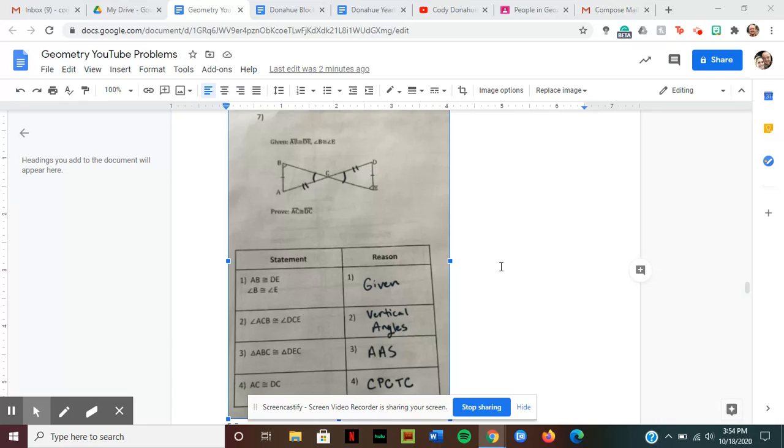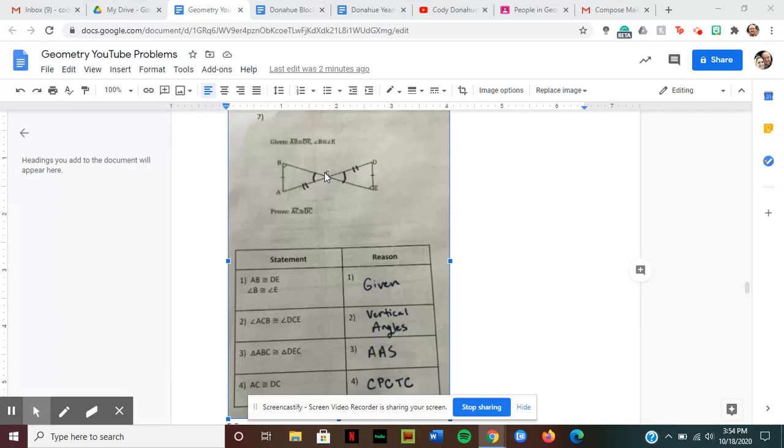Vertical angles are two angles that are non-adjacent to each other. It means they're not directly next to each other. They don't share a side, and they're created by intersecting lines. And the other important thing to know is that vertical angles are congruent to each other. So now we know that these two angles are congruent to each other.